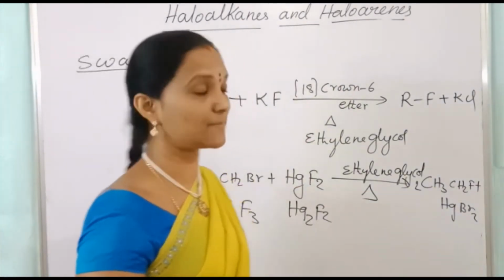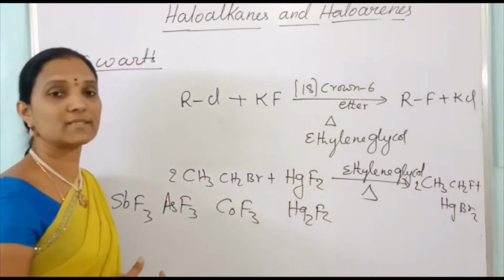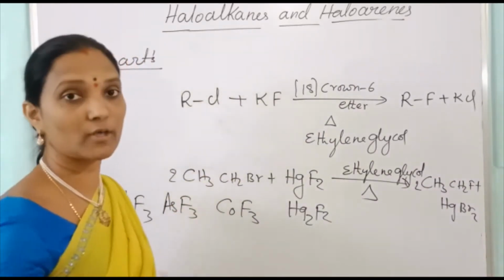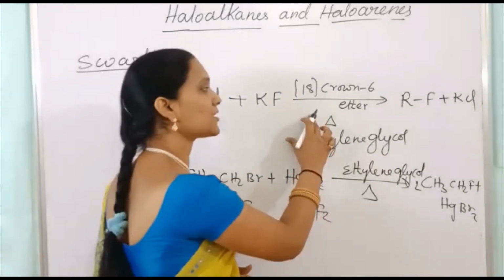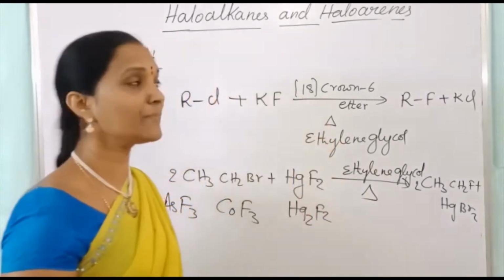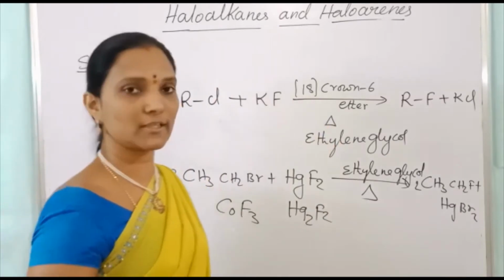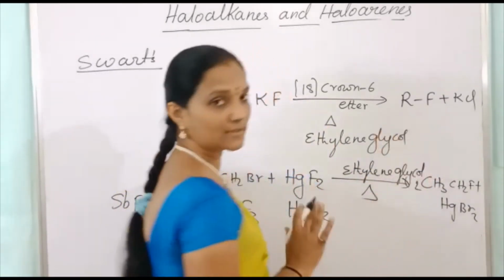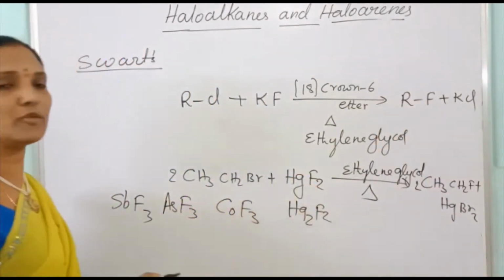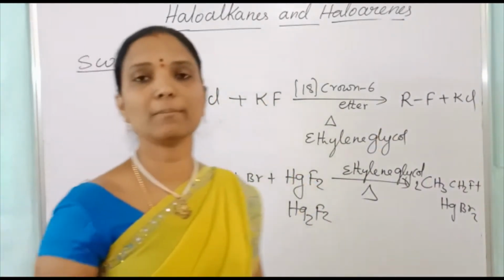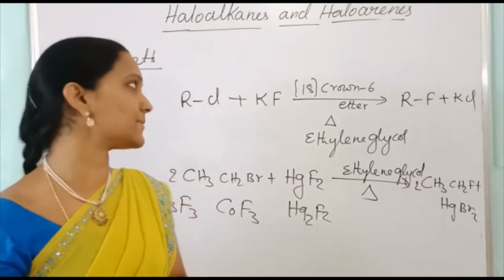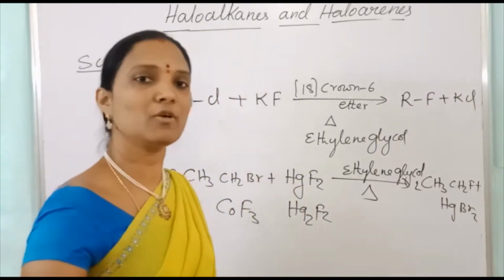Halogen exchange takes place: alkyl chloride or alkyl bromide treated with metallic, inorganic fluorides in the presence of a high boiling solvent, crown ethers or ethylene glycol, diethylene glycol. The product obtained is a fluoride. Like this we prepare fluorides. It follows an SN2 mechanism, complete halogen exchange following SN2, so inversion takes place. Okay, this is the preparation of fluorides.